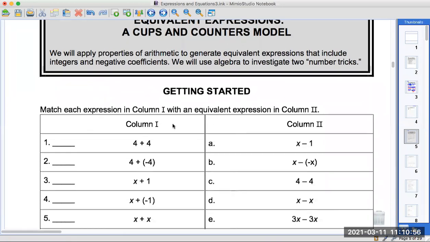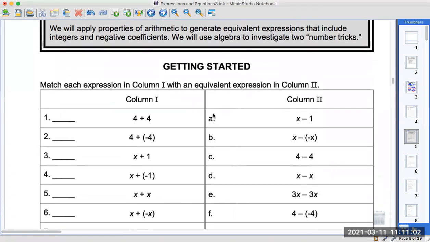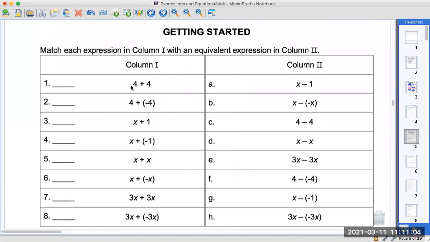Okay, match each expression in column 1 with an equivalent expression in column 2. So this is your job. You need to see which one matches, and write the letter A through H, write each letter here. And then when I click back, you're going to check your answers. And if they're wrong, please change them. They need to be correct, okay?